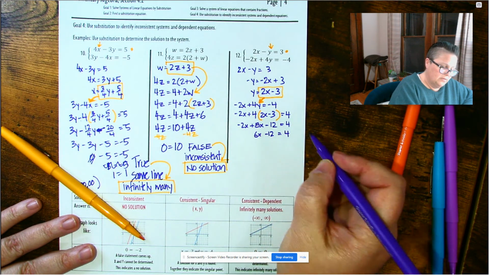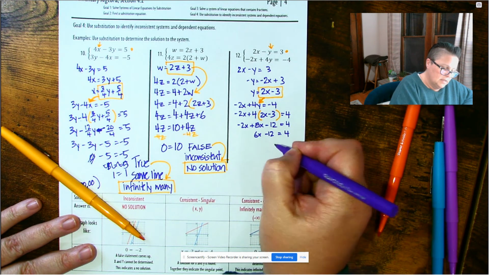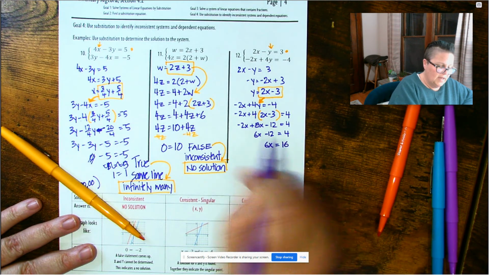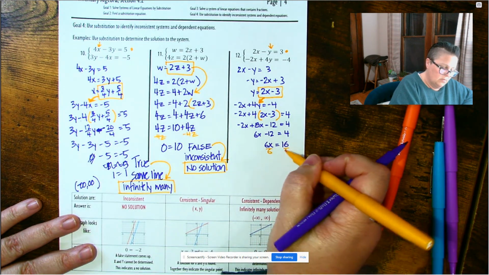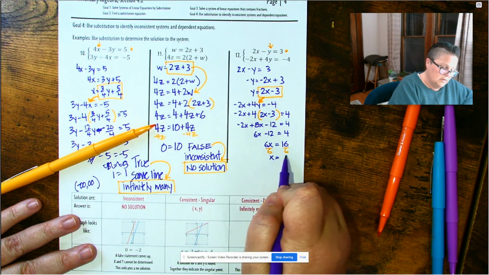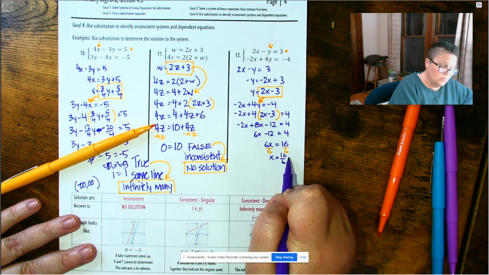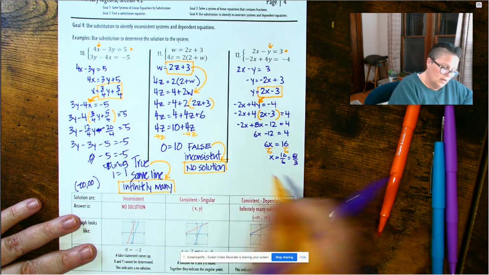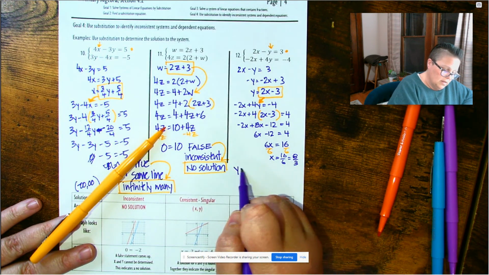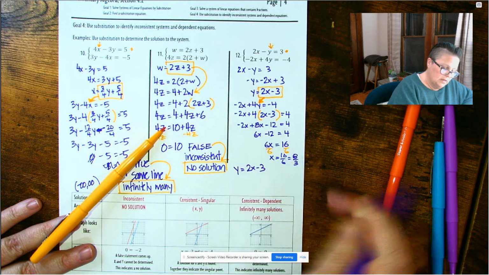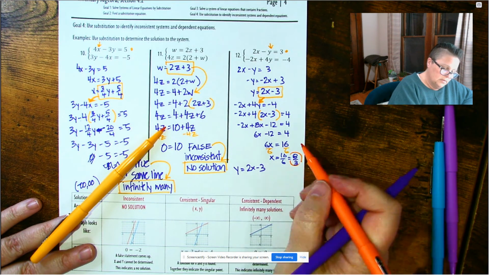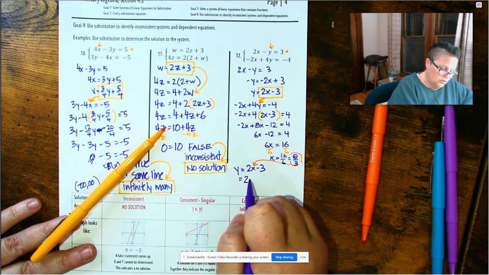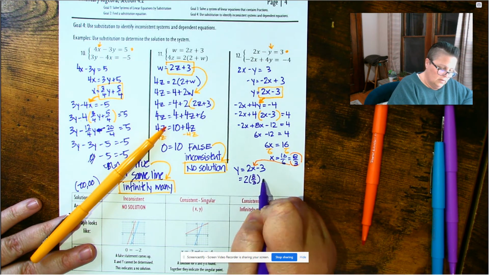I am going to add 12 to both sides, and that's going to give me 6x is equal to 8. Dividing both sides by 6 now, I get x is equal to 8 over 6, which does reduce to give me 4/3. I know that y is 2x minus 3. If x is 4/3, this can go in where the x is. So I have 2 times 4/3 minus 3.